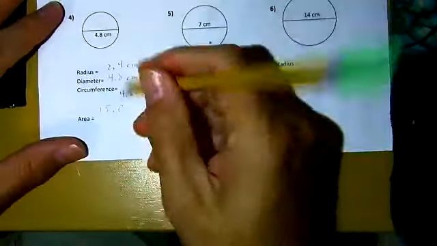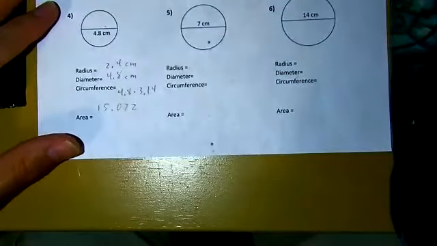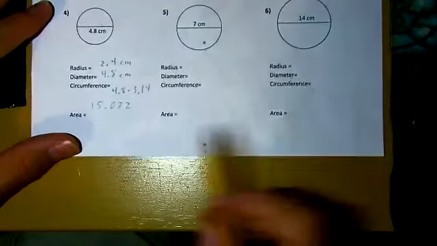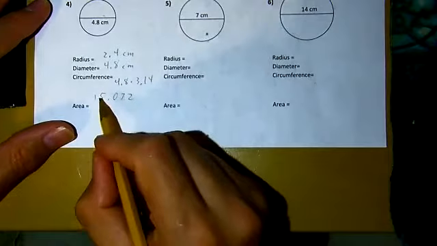Make sure on the GED that you check and see how many decimal places they want the answer rounded to. So if they wanted 2 places, it would stop at the 7. If they wanted it to the nearest whole number, it would just be 15.